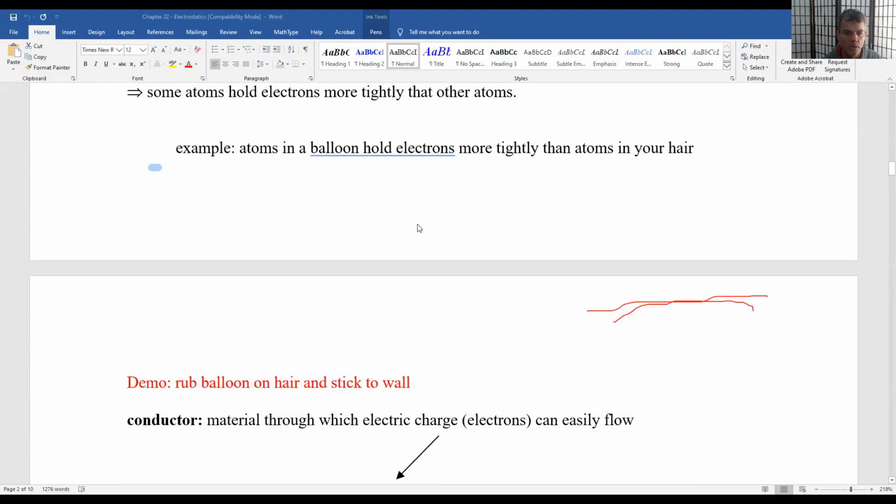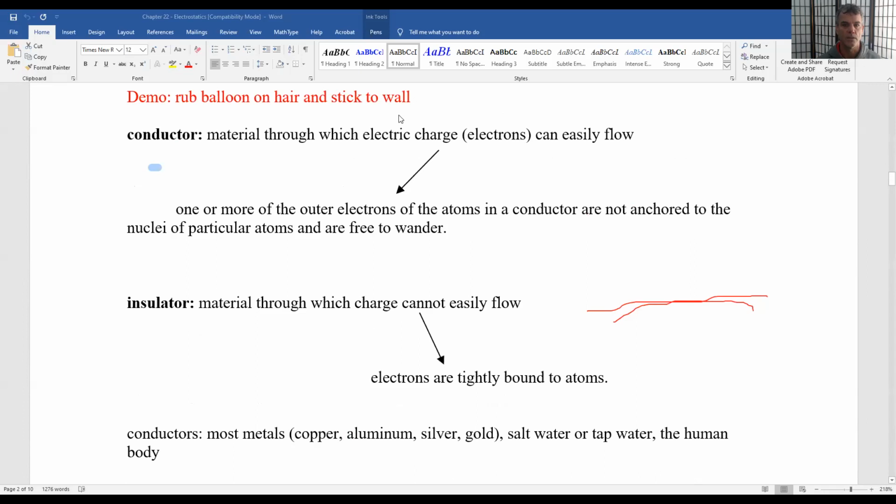Okay, in terms of conductors and insulators. So what is a conductor? A conductor is just something through which electric charge can easily transfer. So something that transfers electrons very easily. Basically, good conductors are most metals. So gold, copper, aluminum, things like that. What makes something a good conductor is there's some electrons that are not anchored to any particular atom and are free to move around.